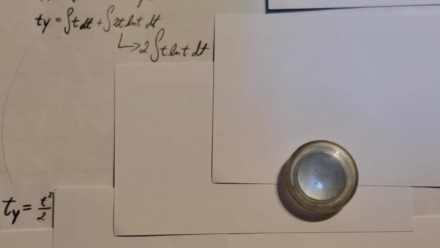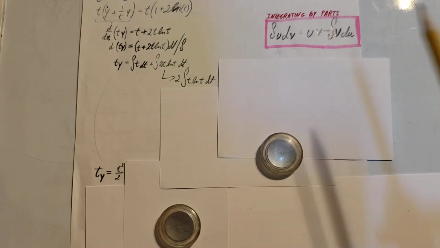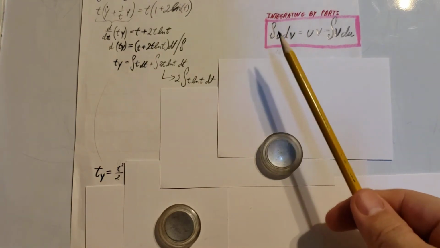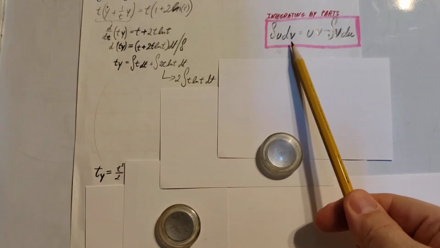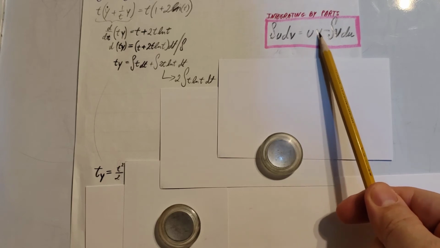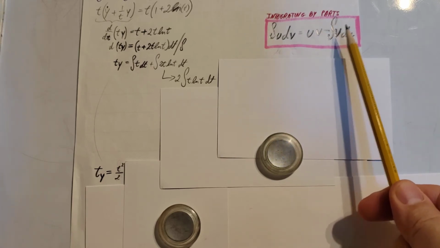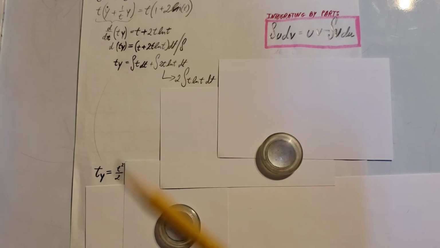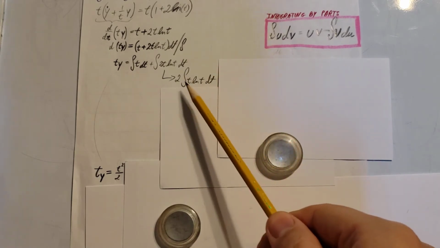Now this is a prime customer for integrating by parts. Here's the formula in case we forgot. The integral of u dv equals u times v minus integral of v du. This is what we're gonna use to figure this guy out.